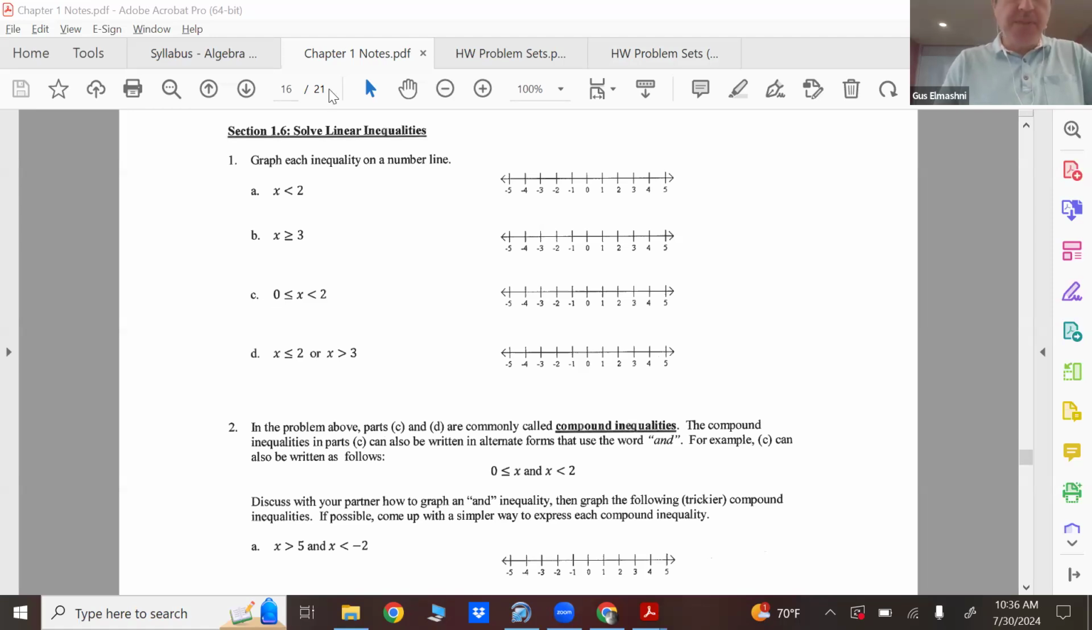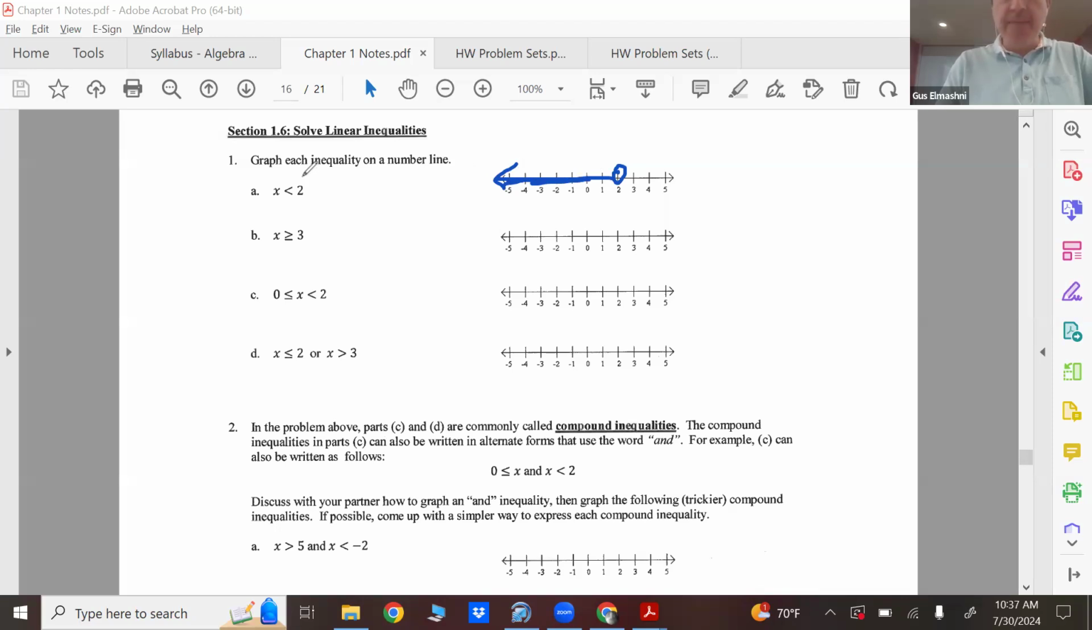So 1.6 is about solving linear inequalities, which is really just solving an equation. For part A, when x is less than 2, you want to locate 2, but since 2 is not included, we put a circle that's not filled in. You're going to shade to the left because you want to include all numbers less than 2, like 1, 0, -1, -2, and of course any decimals or fractions. So all real numbers less than 2.